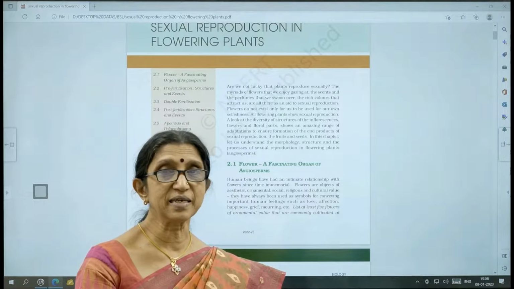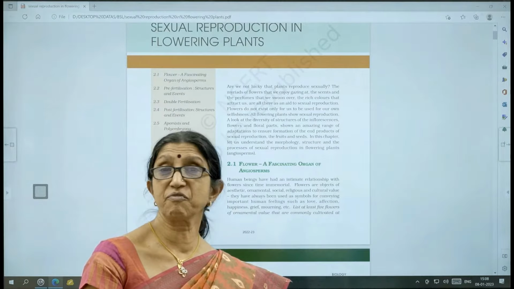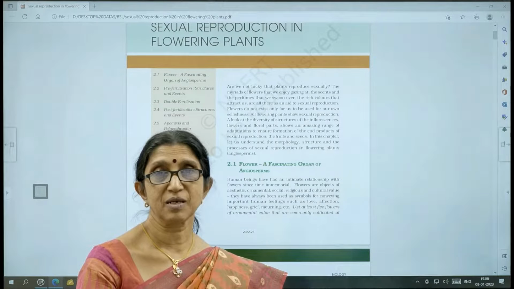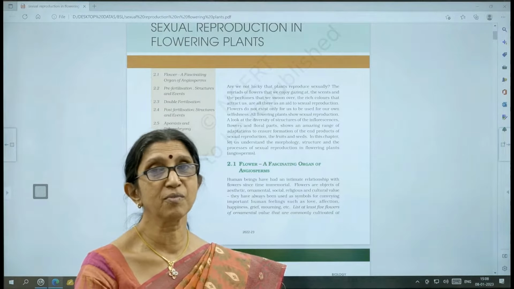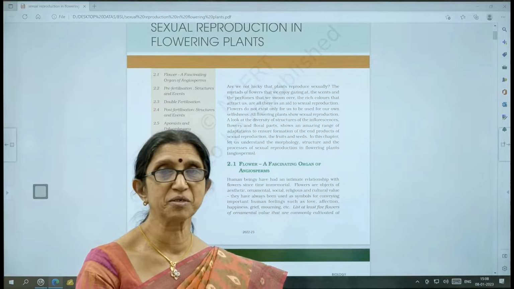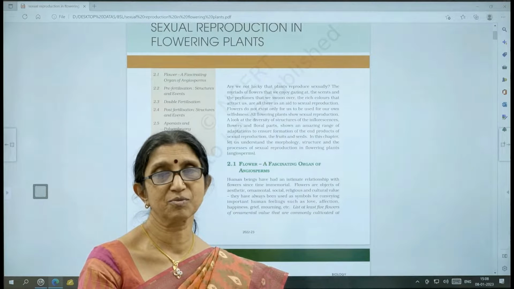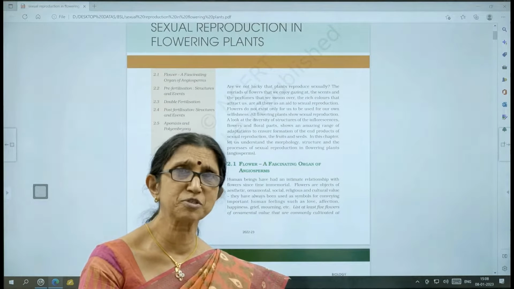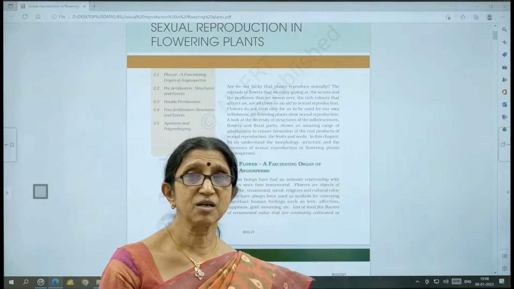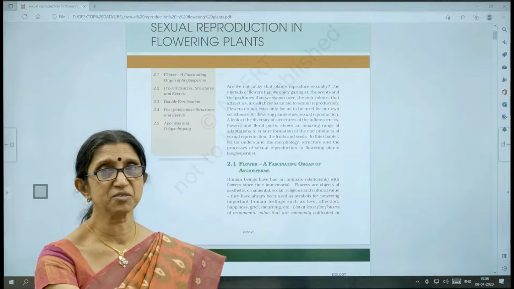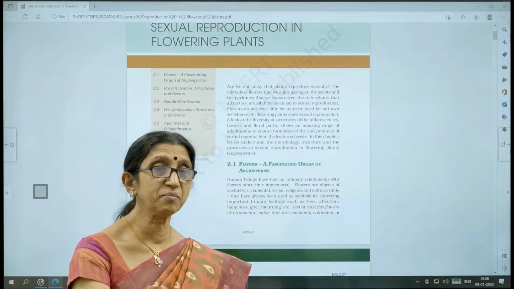Now let us see, what is a flower? You have studied that flower is a modified shoot. The shoot meristem undergoes a number of changes to form the flower meristem, and a typical flower has got 4 different parts. So flower is the reproductive structure in angiosperms. A typical flower has got 4 structures, or 4 whorls, such as calyx, corolla, androecium and gynoecium.